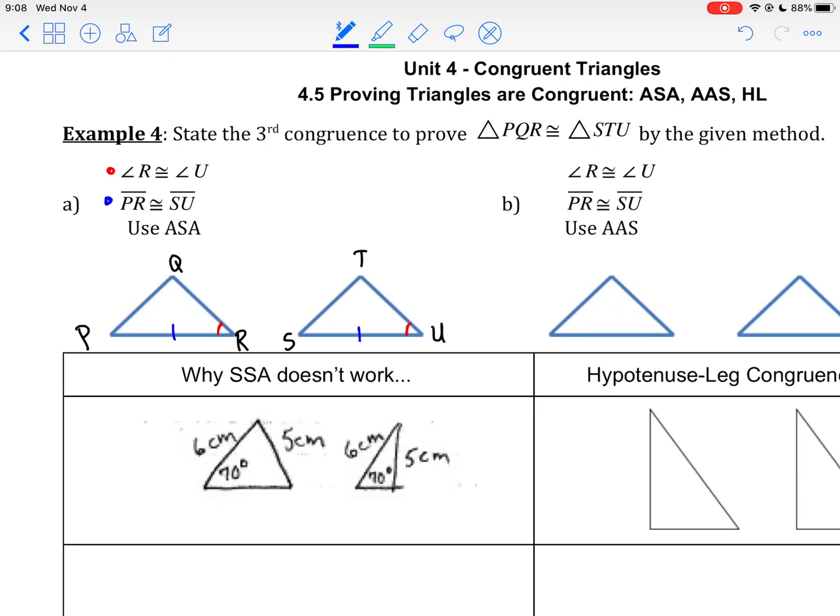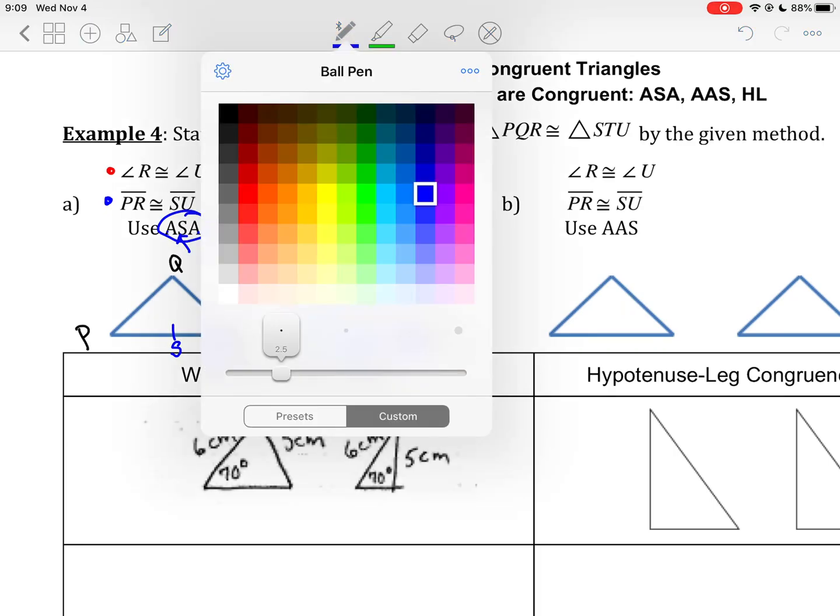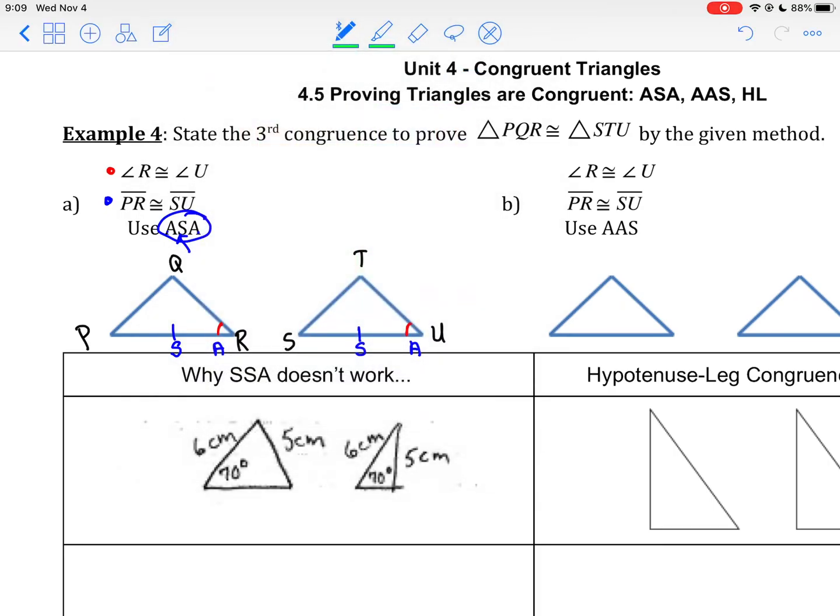So far I have a side and an angle in each of these triangles. The theorem that I want to use is angle, side, angle. So that means that there are two angles and the included side. So in order to figure out which angle congruence I need to finish this off, I am going to look at the arrangement.